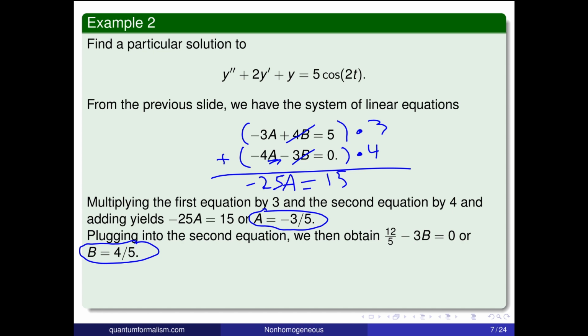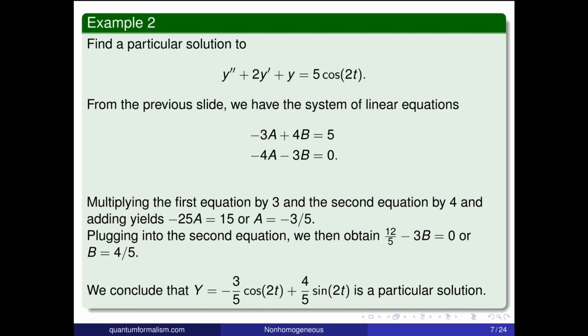And now we just write down our particular solution. So capital A was the coefficient of cosine of 2t, and capital B was the coefficient of sine 2t. So we end up with a particular solution of capital Y is minus 3/5 cosine of 2t plus 4/5 sine of 2t. And again, we would add on the complementary homogeneous solution if we wanted to write out the full general solution rather than just this one particular solution.